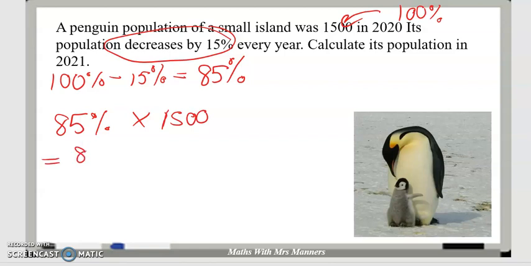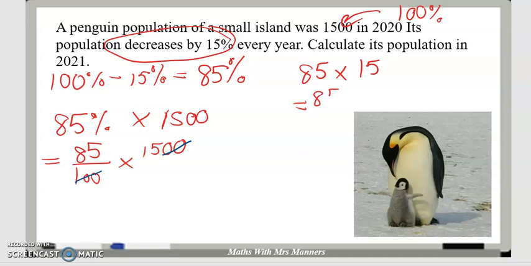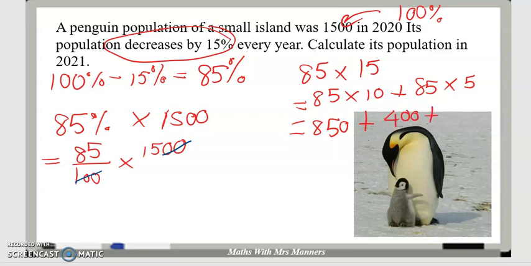So I've got to work out 85 on 100 times 1,500. There I can easily cancel out those zeros. So really what I've got to do is 85 times by 15. And I could do 85 multiplied by 10 plus 5 more lots of 85. So that would give me 850, and then 85 times 5, well, that would be 5 lots of 80, which is 400, and 5 lots of 5, which is 25. So that would give me 1275. Hopefully I haven't made any mistakes there.